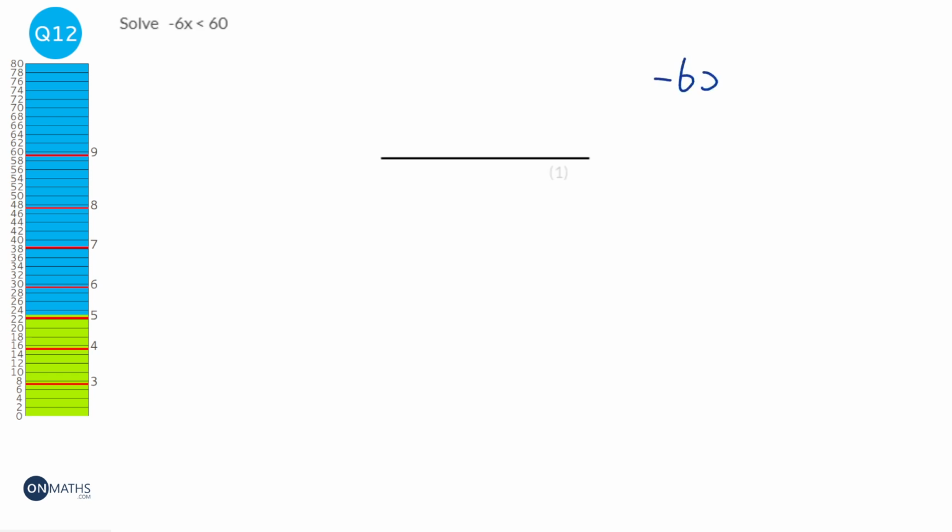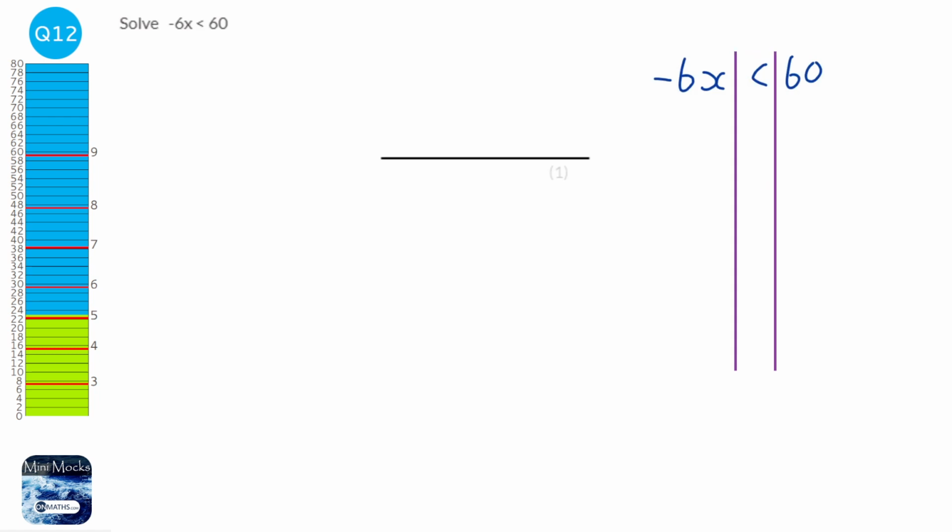Okay, so we're going to start by writing this out a little bit bigger, to give us a bit more space. So it's minus 6x is less than 60. And we're going to do our tram lines down. And we're going to start by dividing both sides by minus 6, because that's what this is doing. It's timesing the x by minus 6. So we're going to divide both sides by minus 6. So that gets rid of the minus 6 on the left-hand side. And it's going to be 60 divided by minus 6, which will be minus 10.